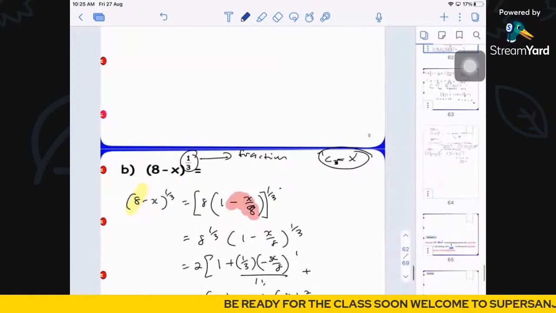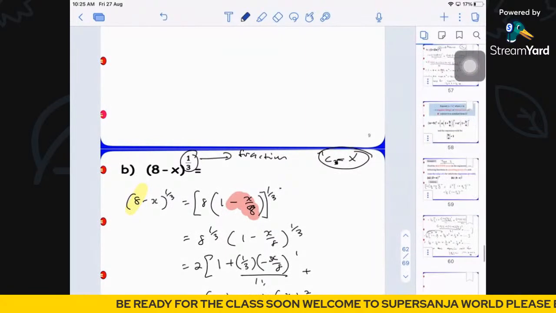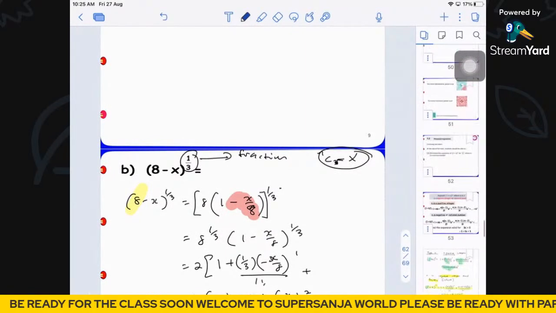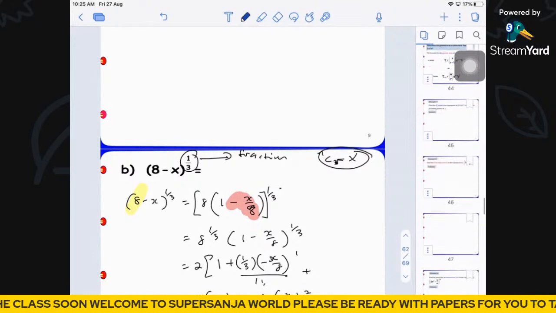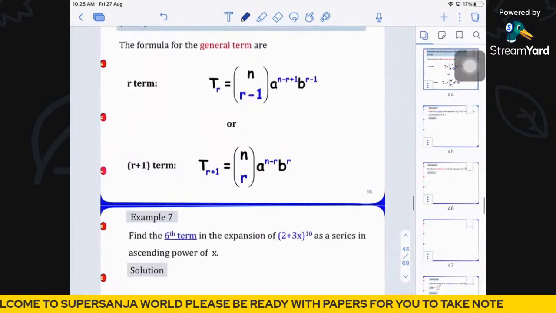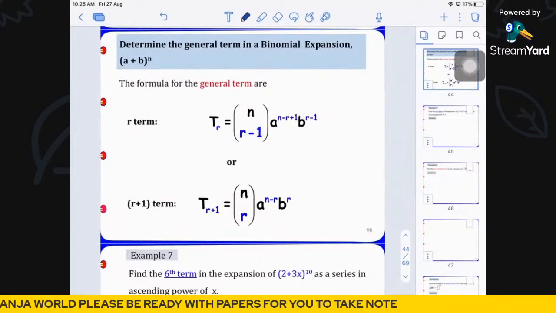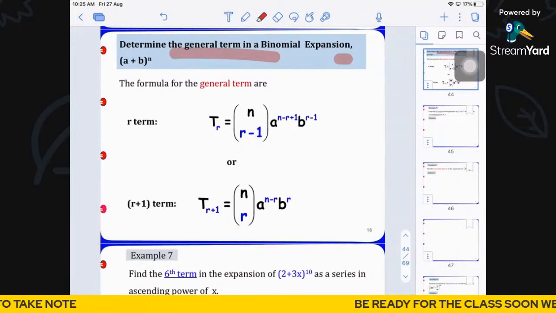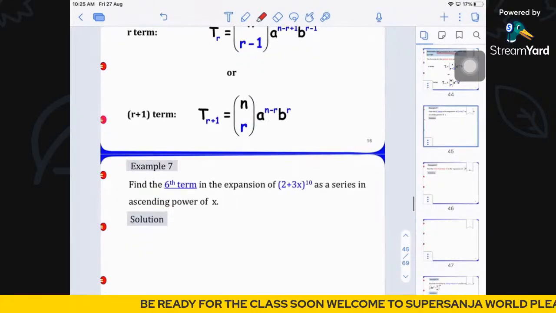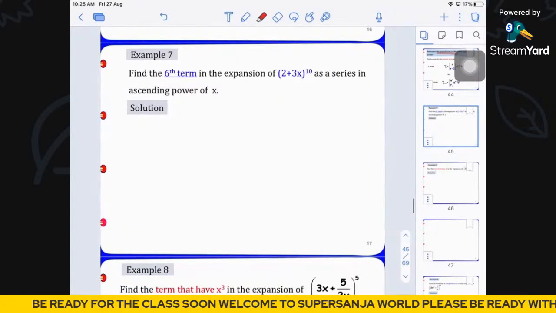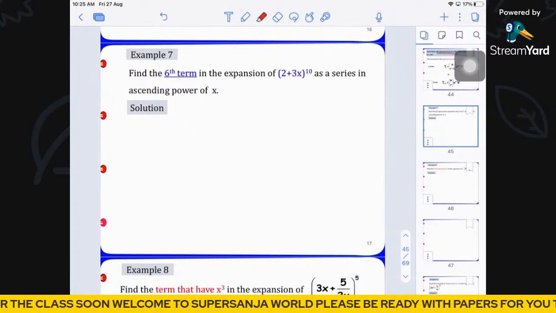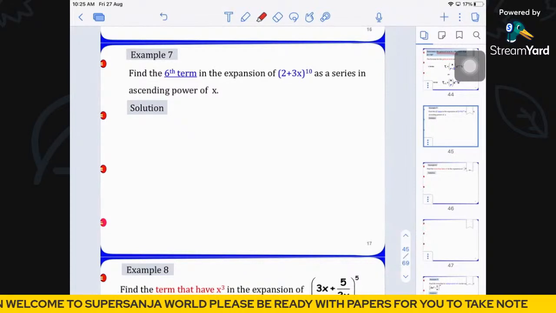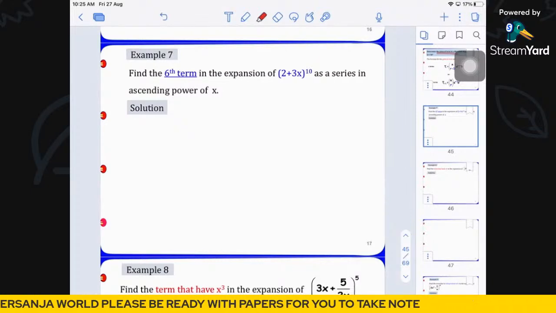Now let's go back again to this type of question. Once we have studied the types already, now we want to find the term. So let's say they give me the term over here. Determine the general term in a binomial expansion. We know already the type of expansion. Of course, one way to determine the term is to expand everything and then find which term it is. But if they give me (2 + 3x) to the power of 10, and I want to determine the 6th term, it's going to be very hard. I have to expand everything until I get the 6th term.